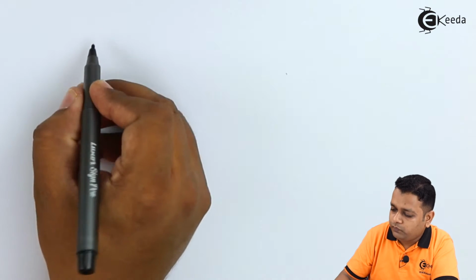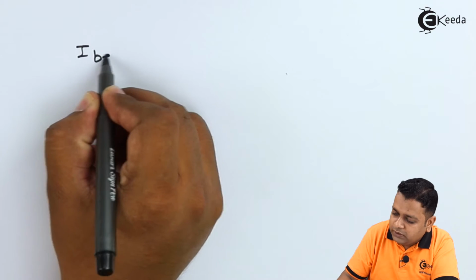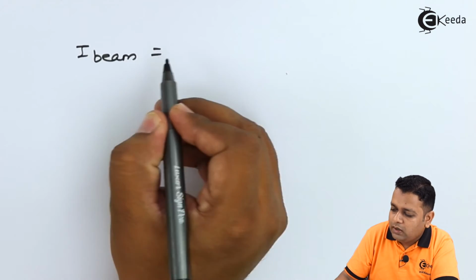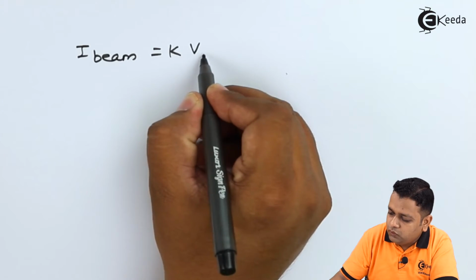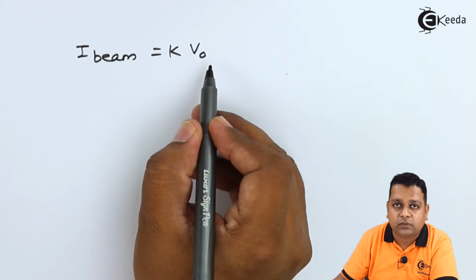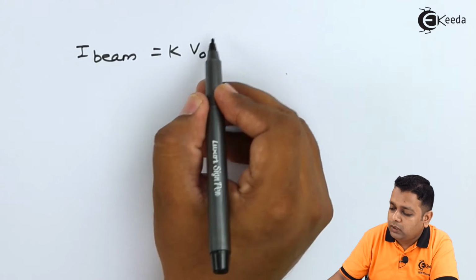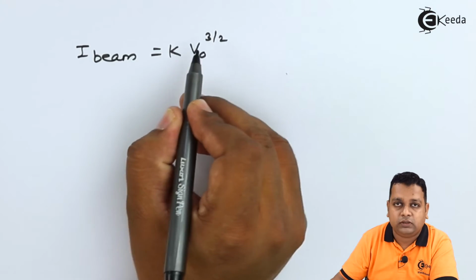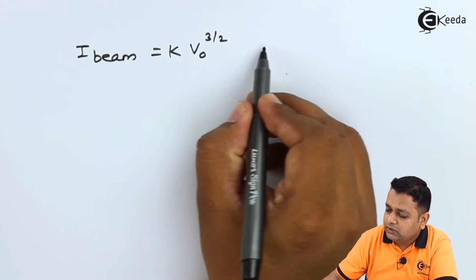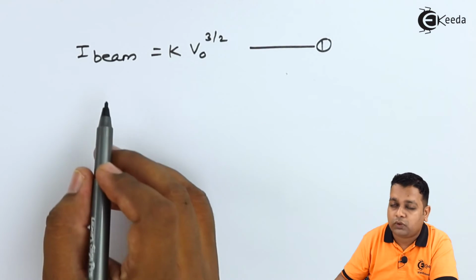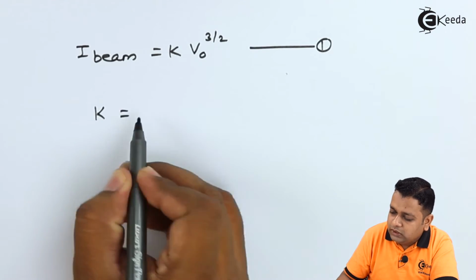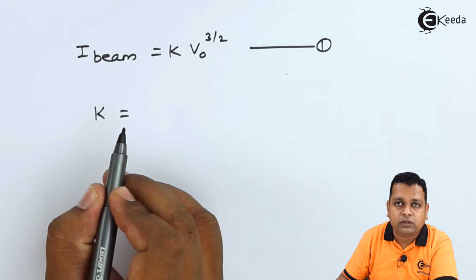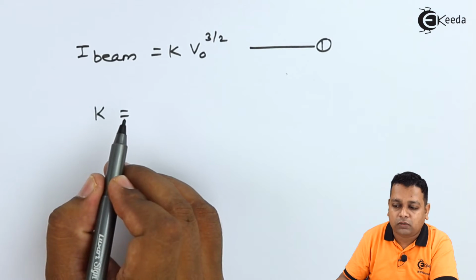The beam current can be denoted here as I suffix beam, and it is in terms of capital K into the voltage denoted by V suffix 0 that has a power of 3 by 2. So let us say this is equation number 1 to calculate the beam current, where K is with respect to the electron gun that has been used at the cathode terminal.